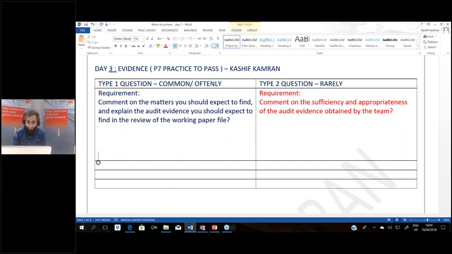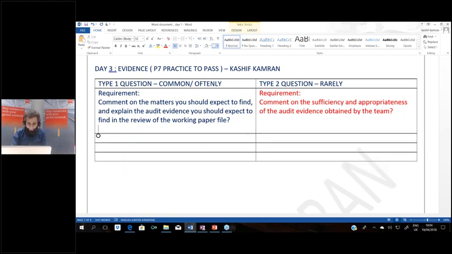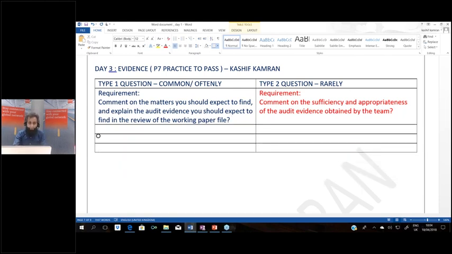Now, if I first look at type 1, in type 1 the examiner is focusing on two things. The first thing the examiner wants us to do is comment on the matters. Second, the examiner wants us to explain the evidence. These two things are very important to score marks on. Let's see what exactly comment on the matters means.